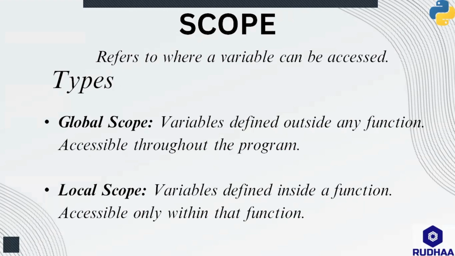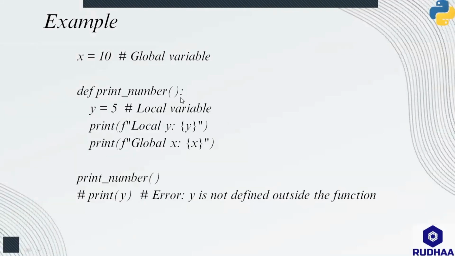And the local scope is the variable that is created inside the function, and it can be used only inside that function. I have given an example for global and local variable. Here this x is equal to 10 is defined outside the functional block. So it is called as a global variable and it can be used anywhere throughout the program. And here I am defining the functional block. Define print number of parenthesis y is equal to 5. Here this variable is declared inside the functional block. So it is a local variable and this variable is used only inside the function. So this is called as a local variable.